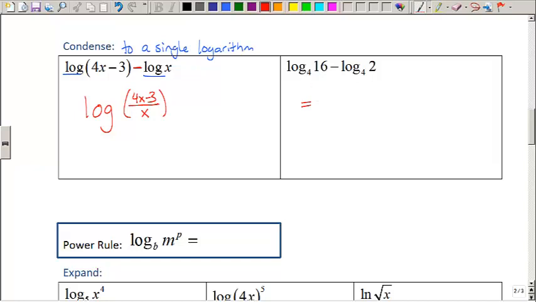On this next problem, we have log base 4 of 16 minus log base 4 of 2. Notice the bases are the same, so in my answer, I'm going to have log base 4 as well. I notice that the operation between the two logarithms is subtract, and because it's subtract, that means I'm using the quotient rule, which tells me that I'm going to divide the two arguments. The first one is the numerator, the second one is going to be the denominator. Now 16 over 2 reduces to log base 4 of 8, and for now that's as simple as we can do.